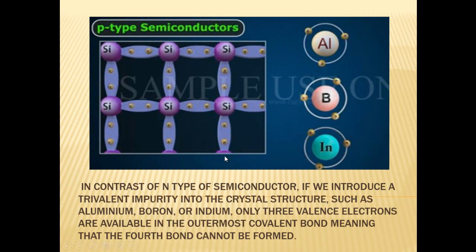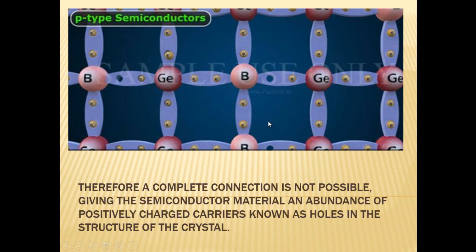P-type semiconductors. In contrast to the N-type semiconductor, if we introduce a trivalent impurity into the crystal structure, such as aluminium, boron, or indium, only 3 valence electrons are available in the outermost covalent bond, meaning that the 4th bond cannot be formed. Therefore a complete connection is not possible, giving the semiconductor material an abundance of positively charged carriers known as holes in the structure of the crystal.